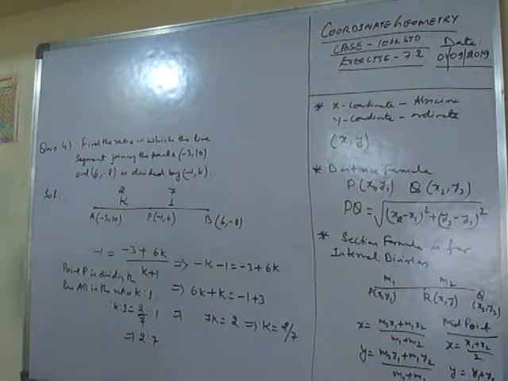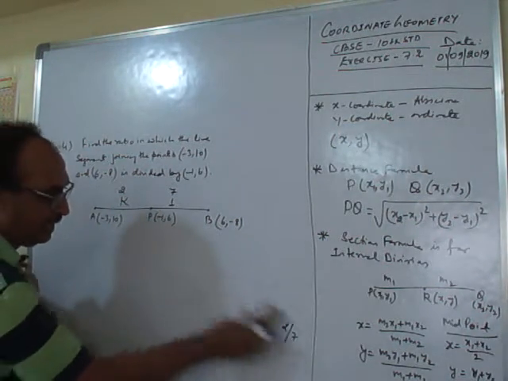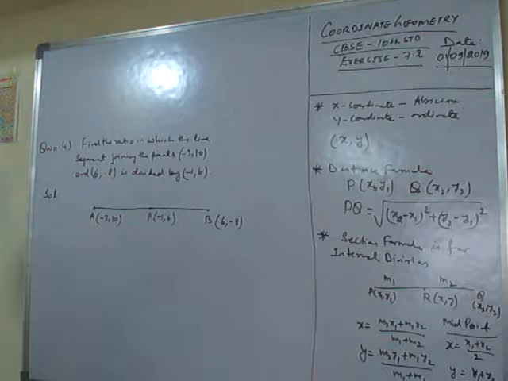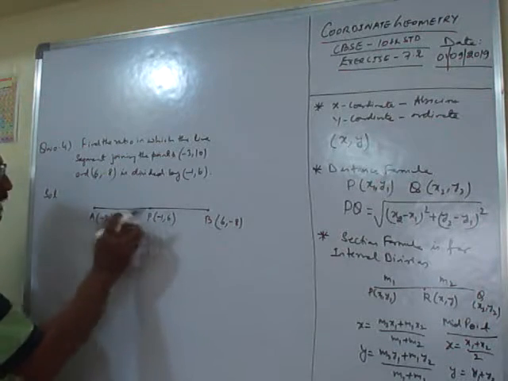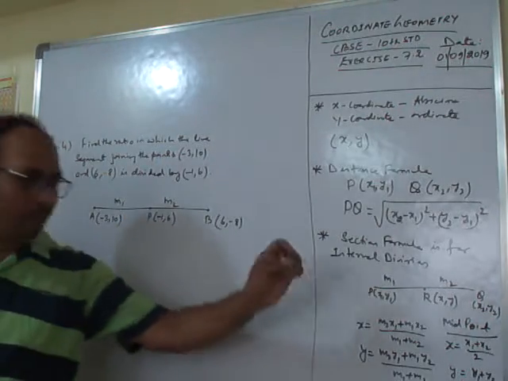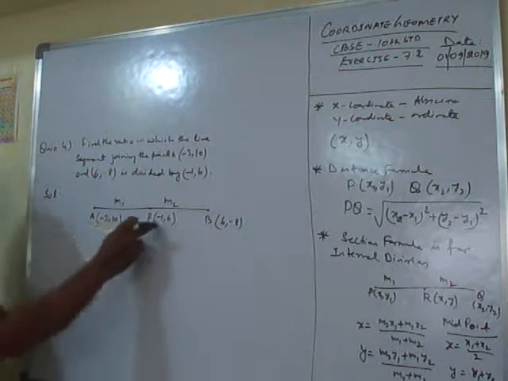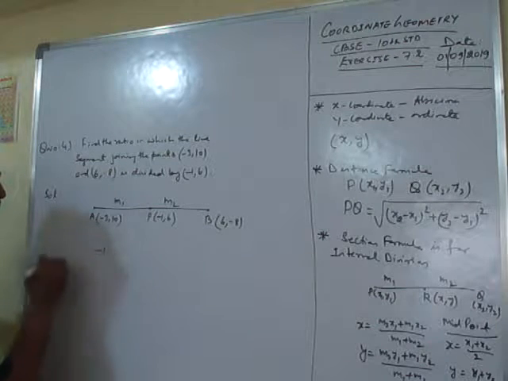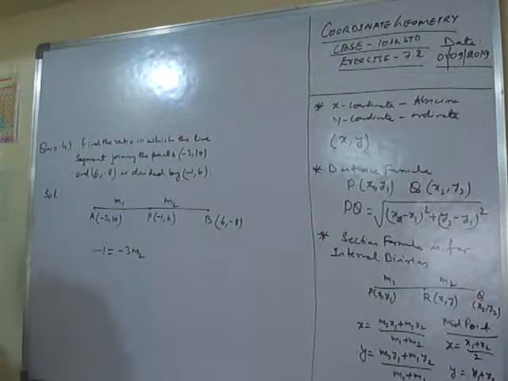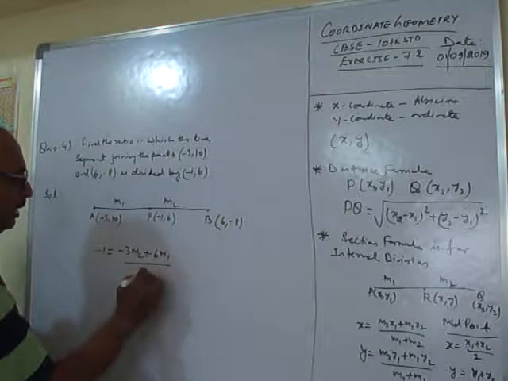Even if we do not put k:1, we can put m1 and m2 also, and in that way also we can solve. Now let us see how to solve with that. Suppose this point P is dividing this line segment in the ratio m1 and m2, as usual in the formula. By utilizing the same formula, we can write -1 is equal to m2 into -3, so -3m2, plus m1 into 6, so 6m1, divided by m1 plus m2.